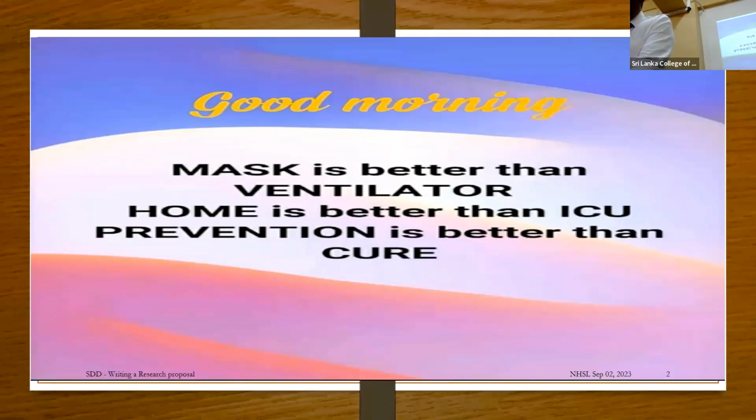So this is what it is. Mask is better than ventilator. Home is better than ICU. Prevention is better than cure. Prevention became very, very important during COVID because there was no treatment. Now the issue is we are not very interested in prevention, because we know that you can cure a lot of things. So we don't take that much prevention.